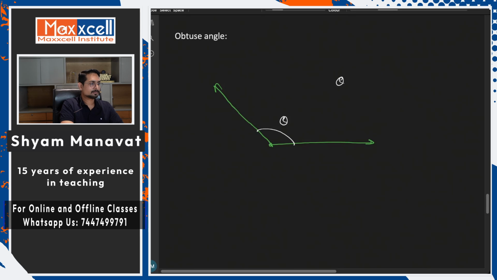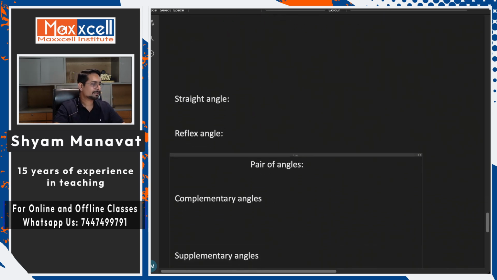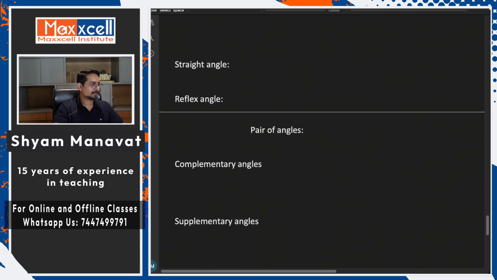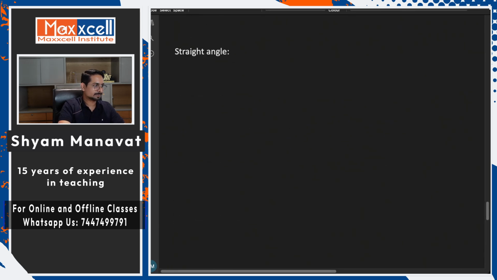That is more than 90 degrees. That is an obtuse angle. Chalega? Acute angle, right angle, obtuse angle, all good? Okay. Then straight angle. Straight angle मतलब as the name says, straight angle. Straight line बना दो.